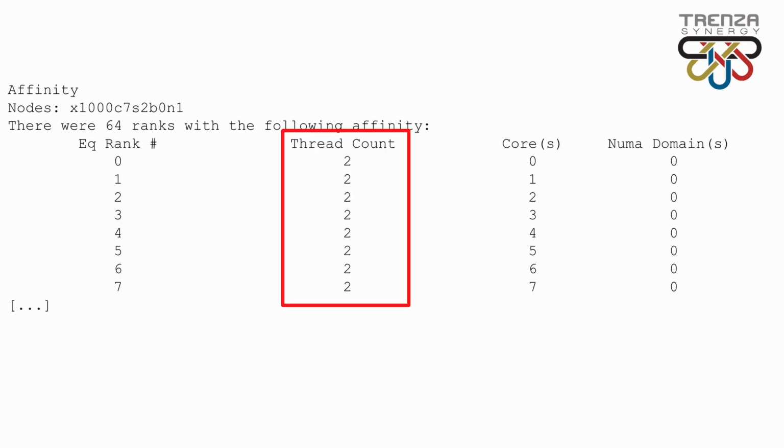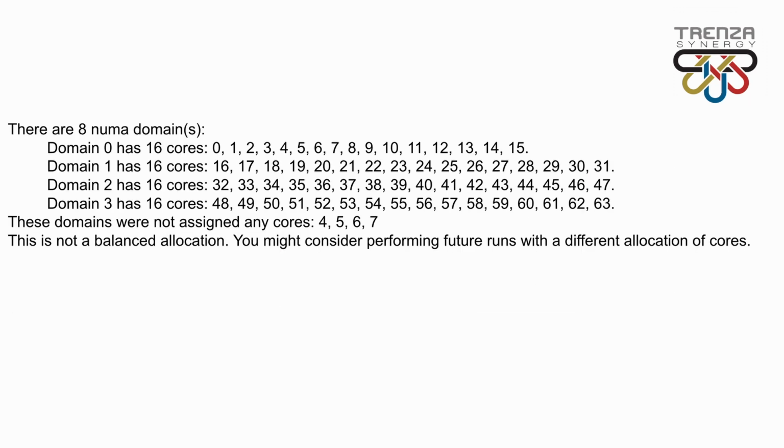Each rank has 2 threads, but only 1 core assigned to it. That means that for each of the 64 ranks, there's going to be 2 threads competing for the resources of a single core. If we look at the NUMA domain information, we can see that while there are 8 NUMA domains, our run is only using 4 of them. That means we are underutilizing the memory resources available on the node. Half of them are standing idle.